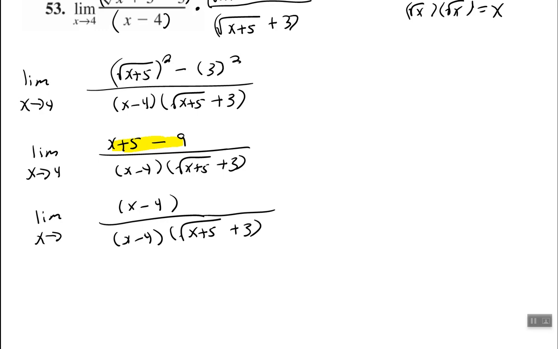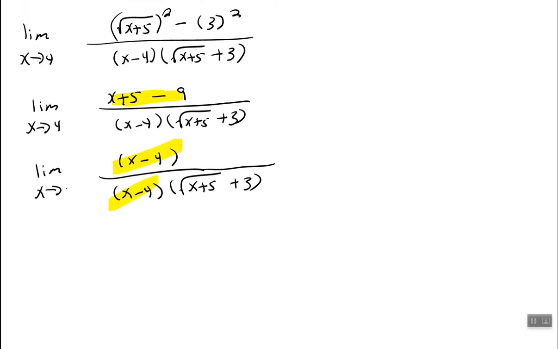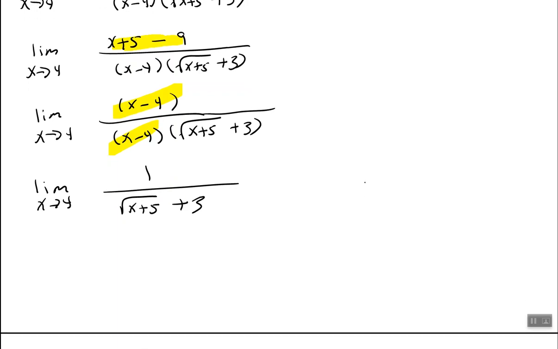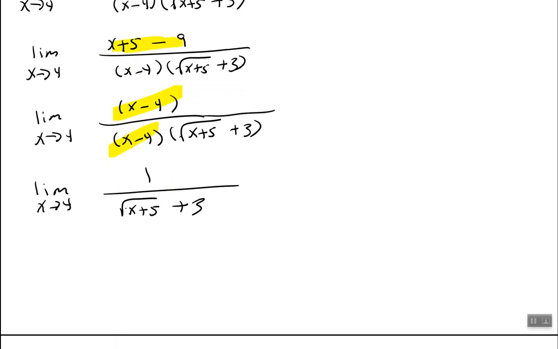So awesome. We have x minus 4 in our numerator, and then we have x minus 4 in our denominator. That's a factor down there. So that means we can cancel out those x minus 4's. And that leaves us with 1 over the square root of x plus 5 plus 3. Now, what that allows us to do is to substitute in for x, replace the x with 4, and simplify to find the limit.